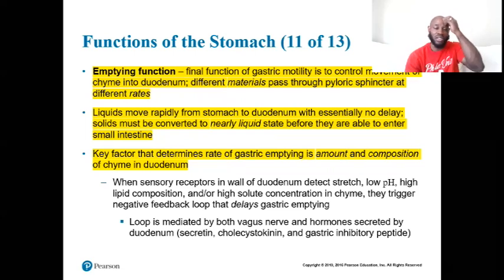So liquids go through pretty quickly. They don't need to be churned up. They're already pretty much broken down, able to be absorbed. Whereas something like meat, for instance, would take longer in your stomach to be converted into the liquid chyme and then be passed on through the rest of your small intestines. Right? It has to be in a near liquid state before it gets into your intestines.